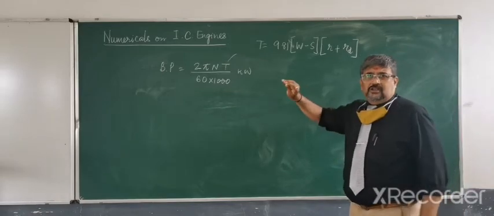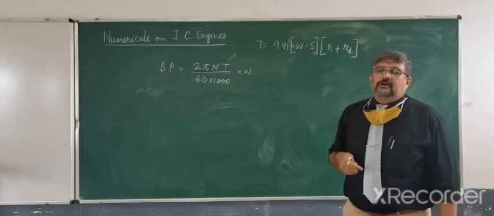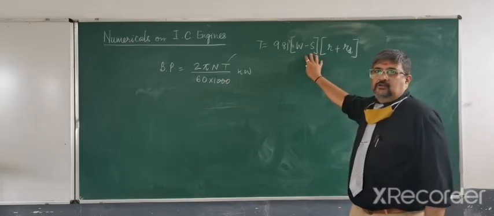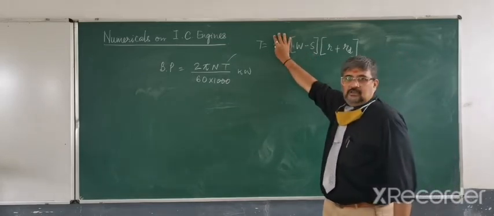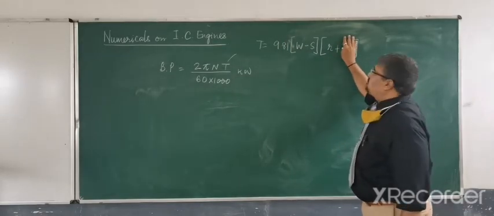This is the most general equation which you are going to use in order to calculate the torque. Now if the values of W and S are given in newtons, then you don't have to use the 9.81, and if the value of the rope diameter is not given, this part will vanish.